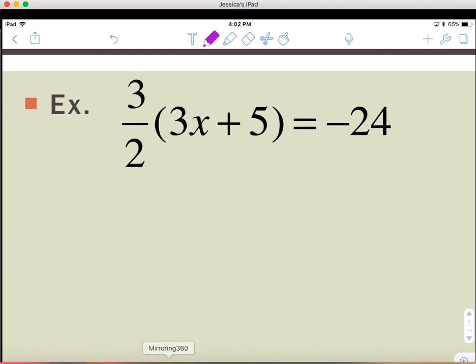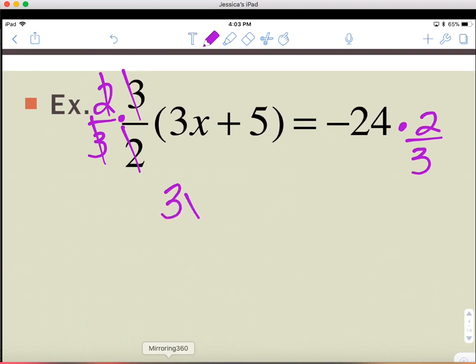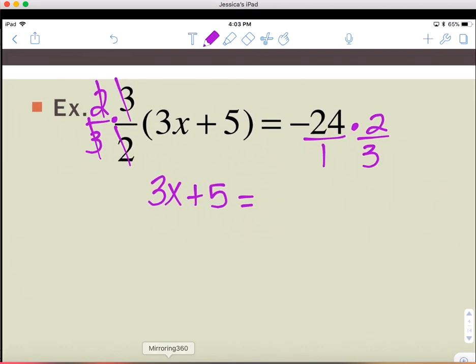You can either get rid of it by multiplying by the denominator, or you can get rid of it by multiplying by the reciprocal. I'm going to use the reciprocal method. The reciprocal of 3/2 is 2/3. So I'm going to multiply both sides here by 2/3. When you do that, the 2's and the 3's cancel on the left, and you are left with 3x plus 5. On the right, negative 24 is the same thing as negative 24 over 1.